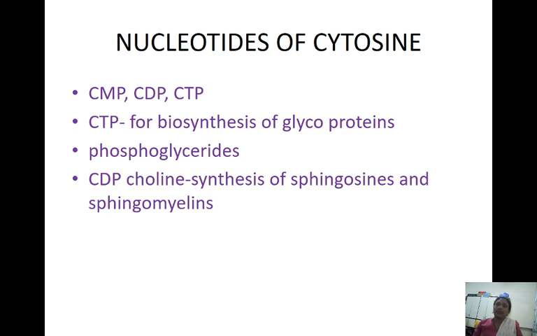Next, nucleotides of cytosine. Examples are CMP, CDP and CTP: cytidine monophosphate, cytidine diphosphate and cytidine triphosphate. Now CTP is required for the biosynthesis of glycoproteins and phosphoglycerides. And CDP choline, which is choline attached to the nucleotide CDP, helps in the synthesis of sphingosines and sphingomyelins. So these are all the physiological importance of the nucleotides of cytosine.